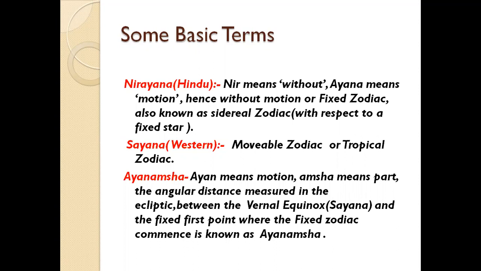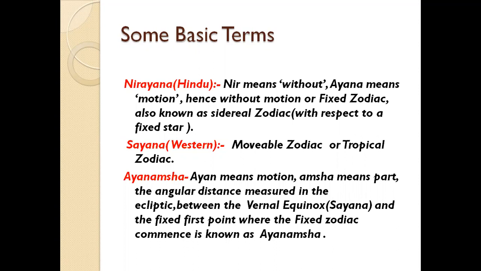Nirayana is a Hindu system. Nirayana means without motion. Nir means without, and Ayana means motion. So basically, it's a fixed zodiac. Also, it is called the sidereal zodiac because it is with respect to a fixed star called Chitra. I will explain in the next slide.